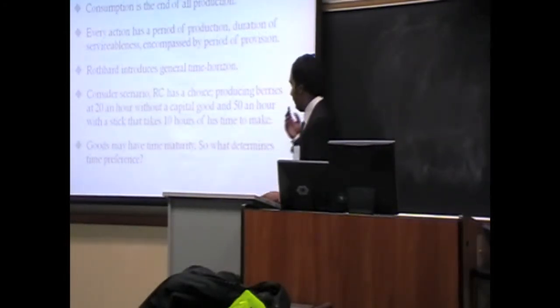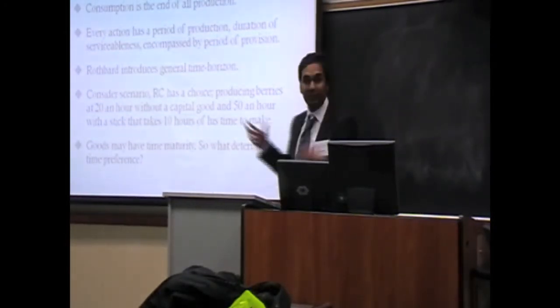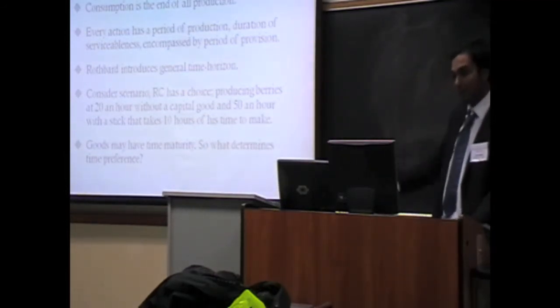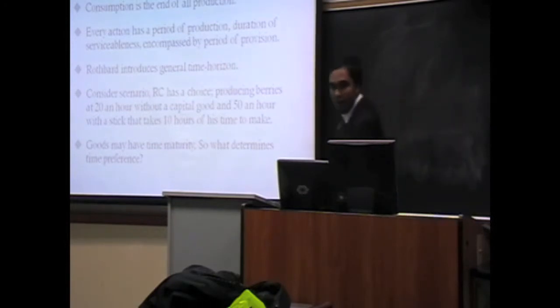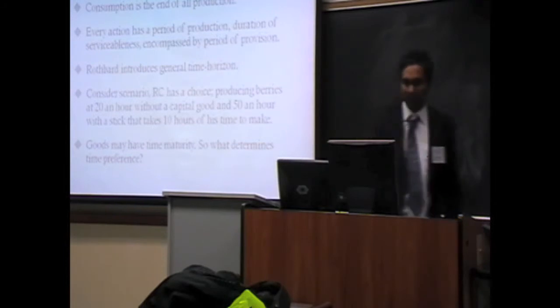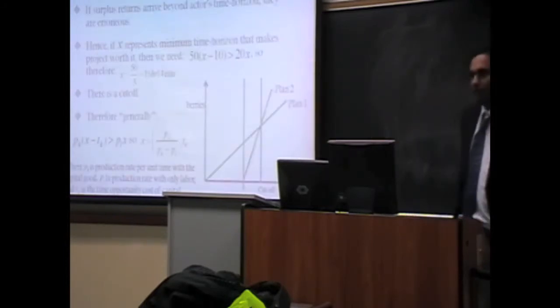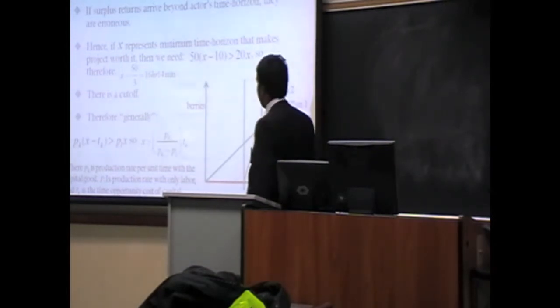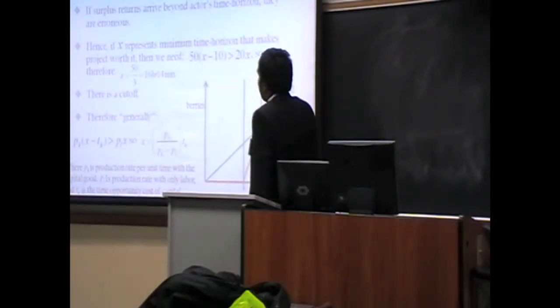He could have a choice of investing the 10 hours to produce a stick which allows him to gain 50 berries an hour, or he could stick with 20 an hour. And this decision is made on time preference. But what determines this time preference? This is where we find the general time horizon has some analytic use, because it helps us understand this question. And notice that I have simplified this.